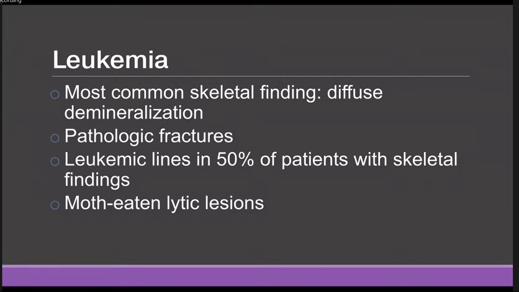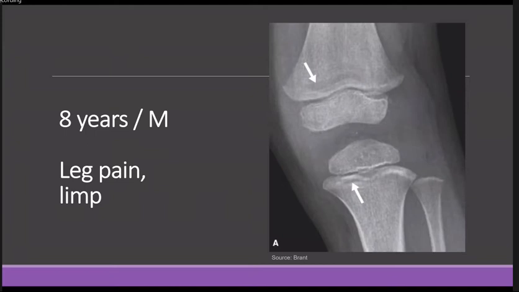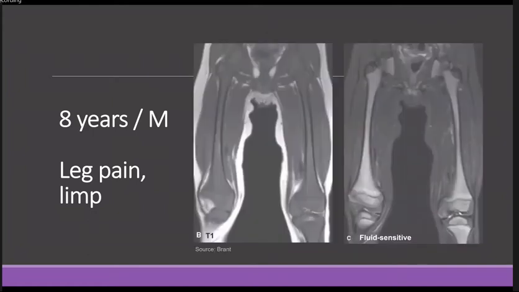Half of patients will present with leukemic lines, and there can be moth-eaten lytic lesions. Here, we can appreciate on this frontal radiograph of the knee metaphyseal lucent bands, or the so-called leukemic lines. Coronal T1 and fluid-sensitive images show the flip-flop sign. Normally marrow is comprised mostly of fat at this age, so it should be high on T1 and low on fluid-sensitive sequences. However, in the flip-flop sign, there's an inversion of this normal appearance. So we can see here on the T1 image that there is a low signal, and on the fluid-sensitive image, there is increased signal.